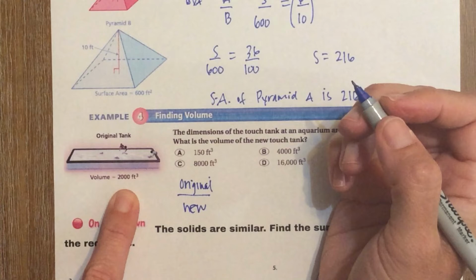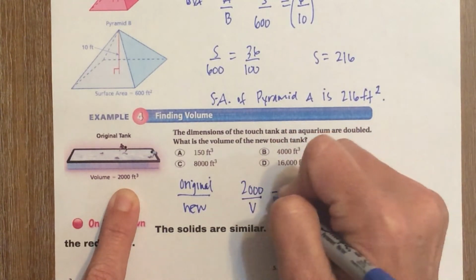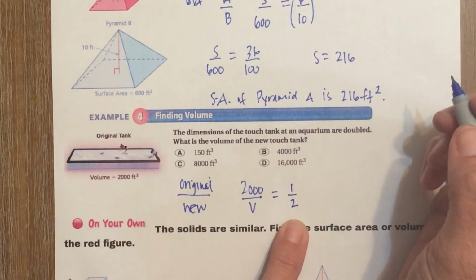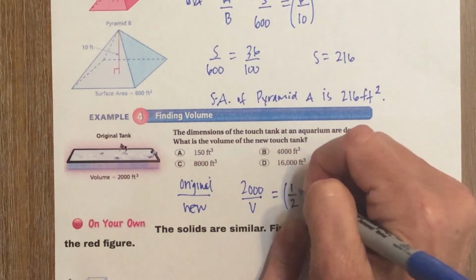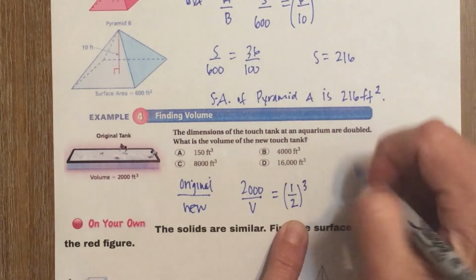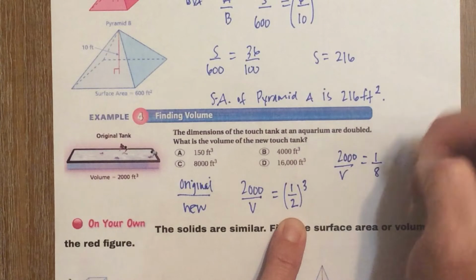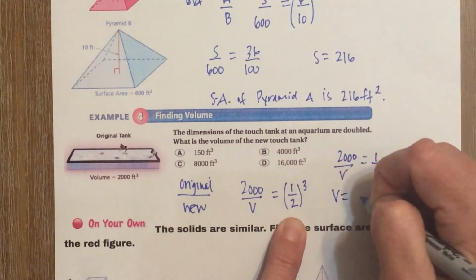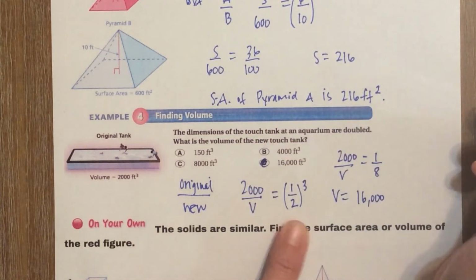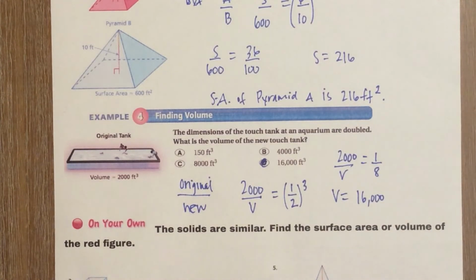So the original volume is 2,000 over the new volume that we don't know. And since they doubled it, right? Or since the original one's half, we can use the ratio of 1 over 2, and we're going to cube that because we're dealing with volume. All right, so when we work this out, this would be 2,000 over V equals 1 over 8. Solve your proportion. V is equal to 16,000. So we know right here the answer is D. The new touch tank's volume is 16,000 cubic feet.